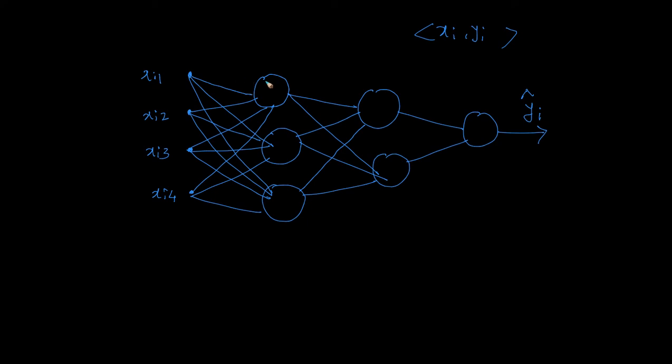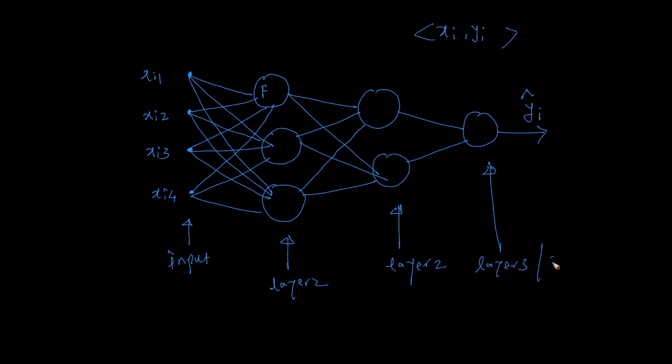So now let us represent the function here. This layer is called the input layer. This is layer 1. This is layer 2, and this is layer 3, or the output layer. This is also the output layer from where we are getting the output.